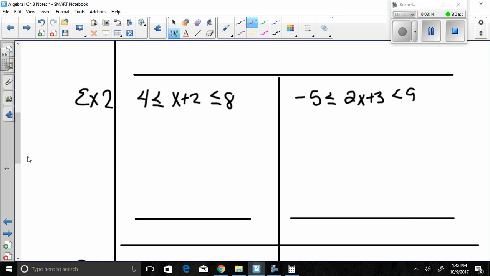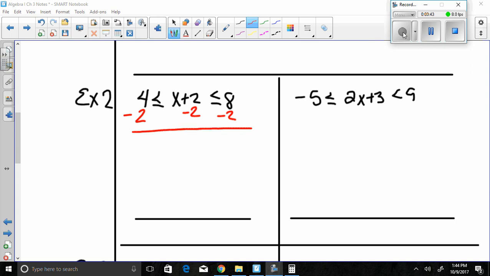Example 2. So how do we solve something that looks like this? Well, we still want to get x by itself, just like we have before. So what's with the x? It's a 2. What's it doing? It's adding. So we're going to do the opposite. We're going to subtract it to get it across the inequality. The difference between what we've been doing is that we don't just subtract it from the inside and one of the outsides. We have to do both of them.